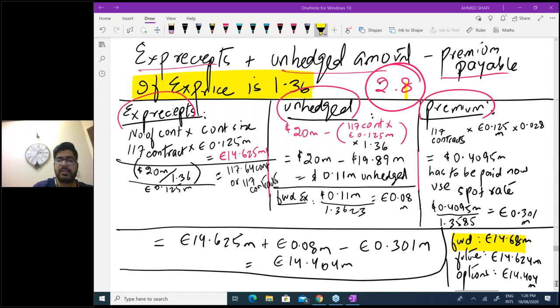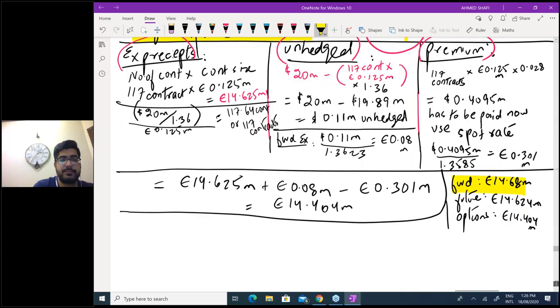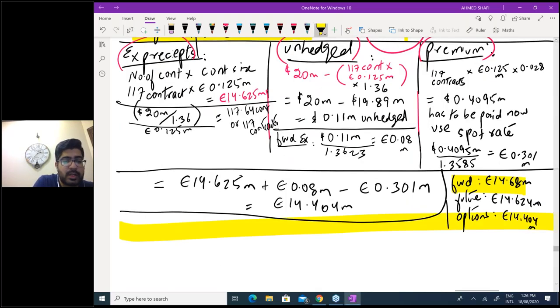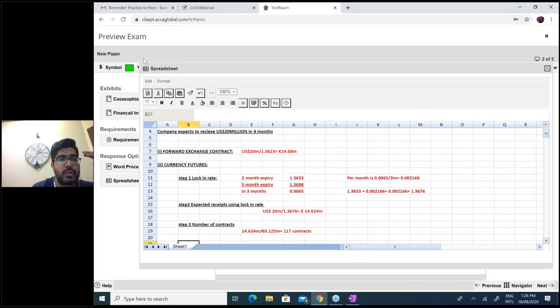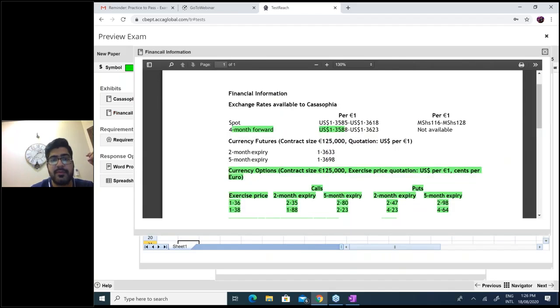Now, just to make sure that options is under grip, I had to work on the other one, the exercise price 1.38, because I have to solve two exercise prices. If the exercise price is 1.38, you can go to the question and see. I have cancelled the 2-month premiums and I have decided to take call option. So here the premium is 2.23.